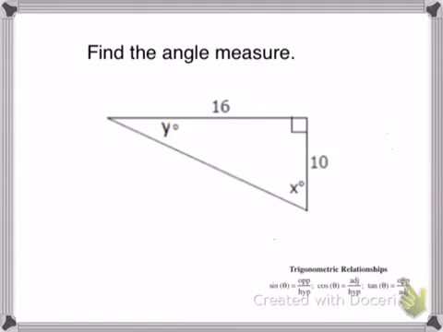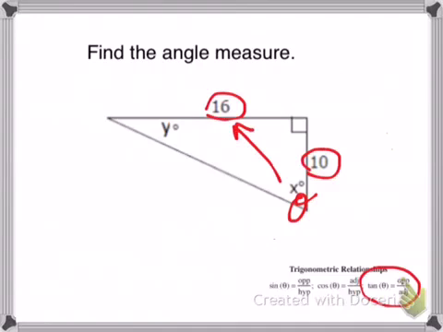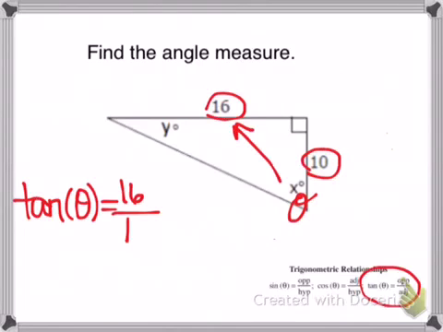So last one, find the angle measures. All right, so let's find x first. I'm going to let theta equal x. So again, I'm going to find the opposite side and the adjacent side. That's going to give me, again, tangent. So I say tangent theta, because I don't know the angle measure. Opposite is 16, adjacent is 10.